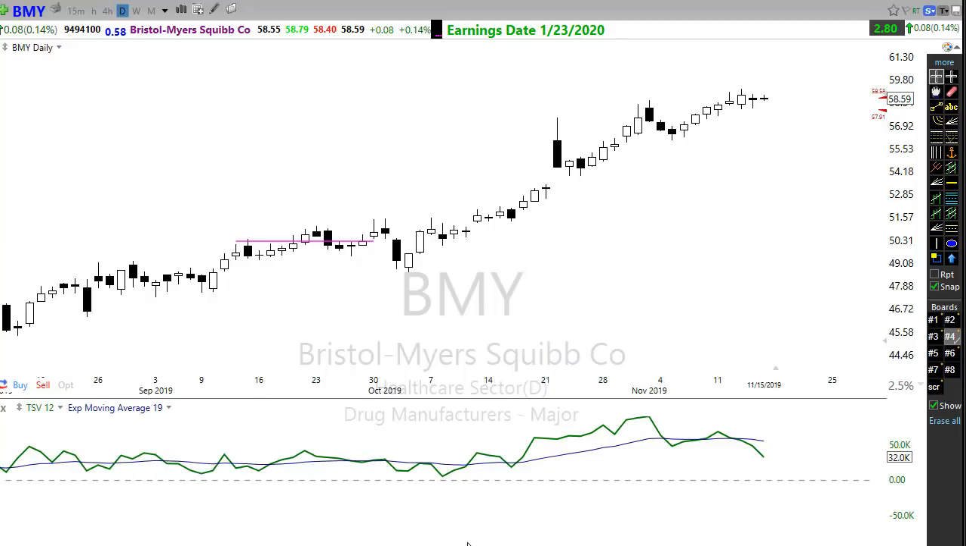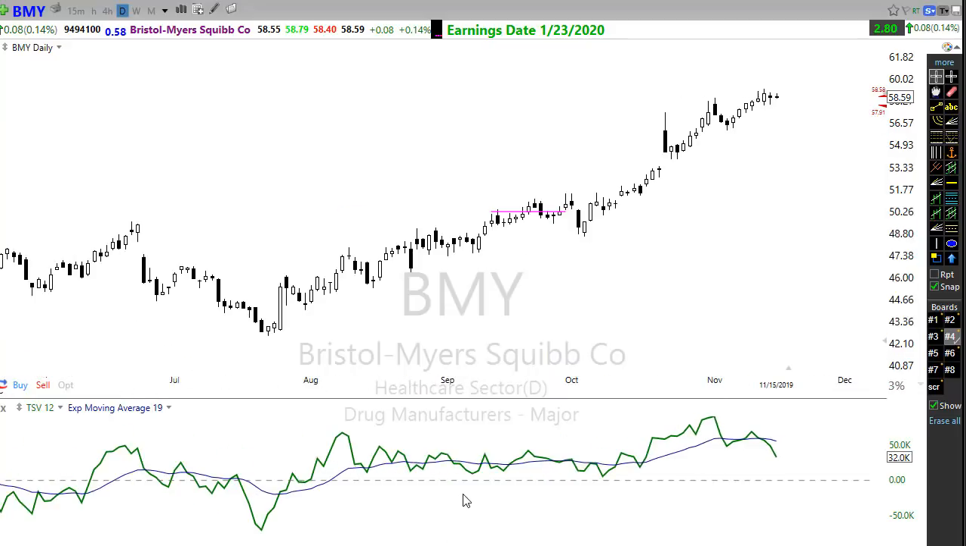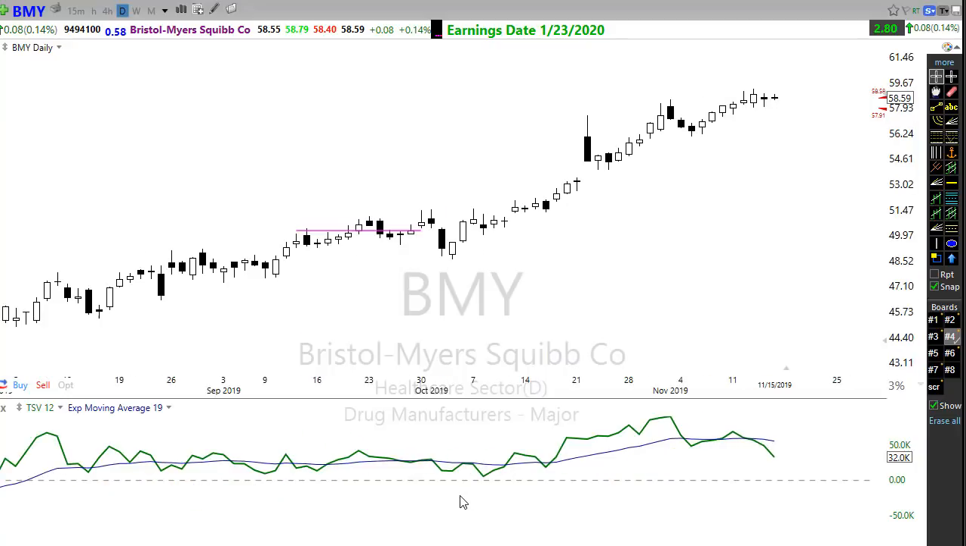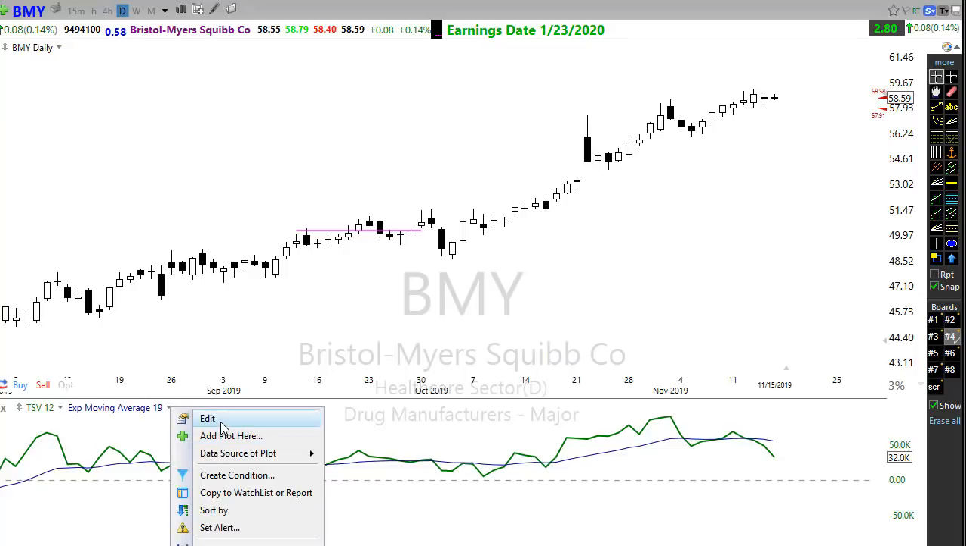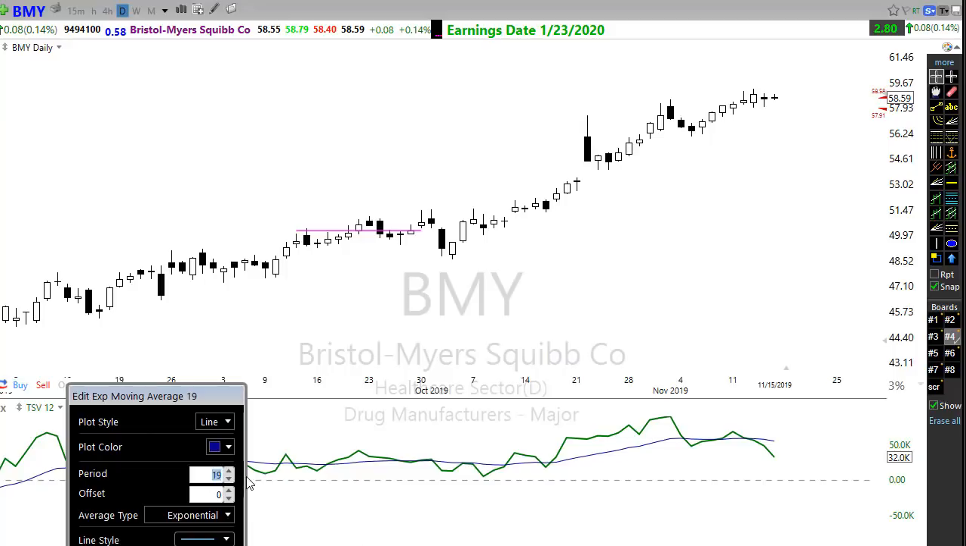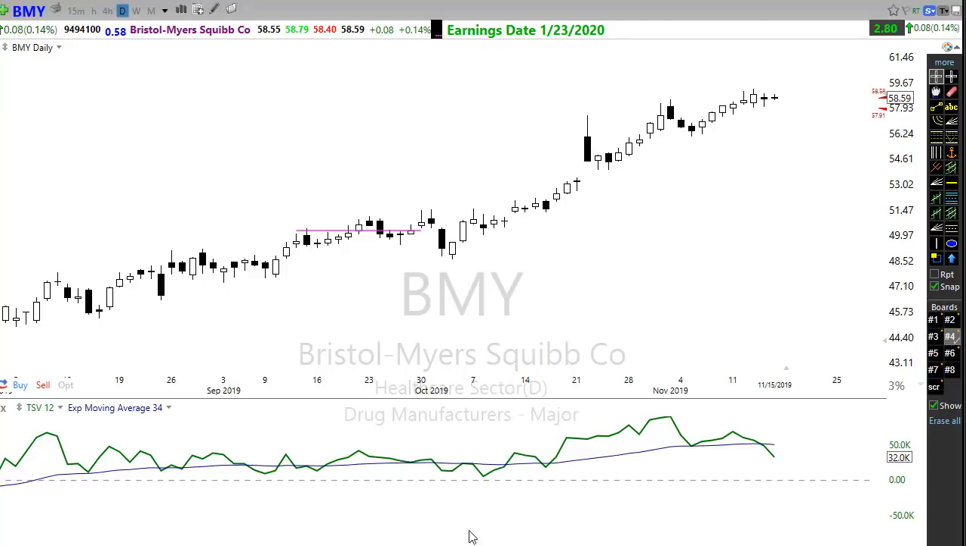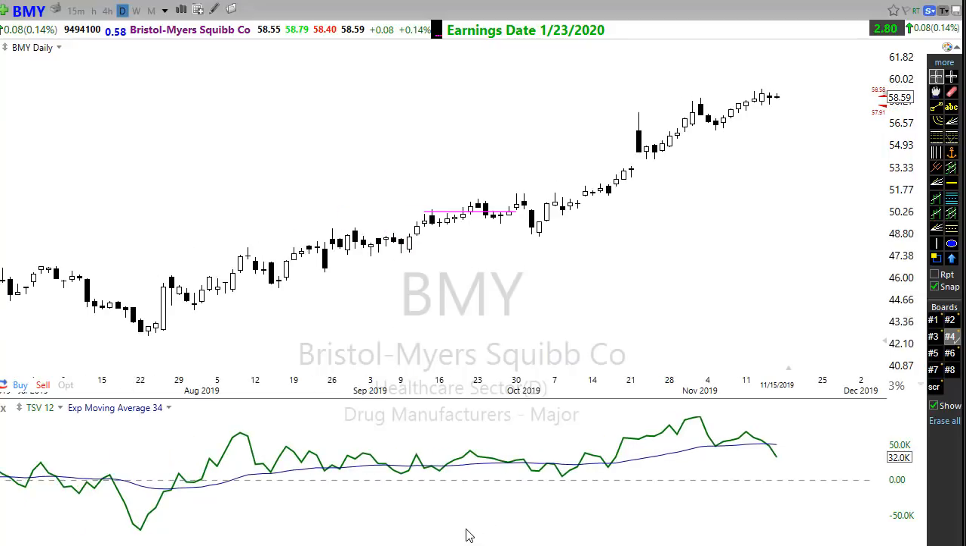You can literally plot it against virtually any kind of moving average that you want. What I've found is when I smooth that out just a little bit more, I get a little bit better signals. So for example, if I were to use a 34 on that, notice I get a little bit more of a smoothed out effect, and it actually does a little bit better job of matching the zero line here.